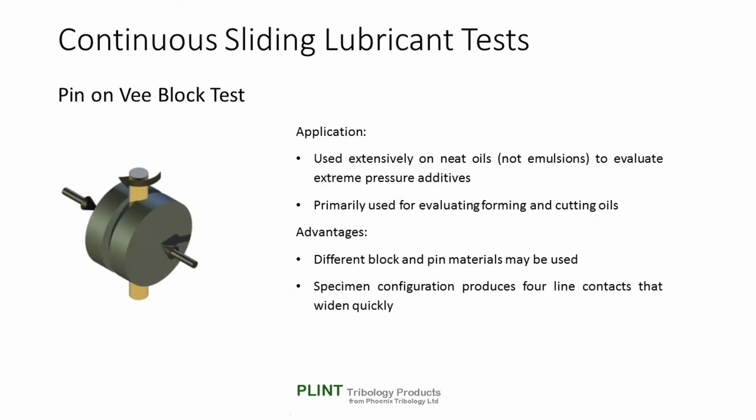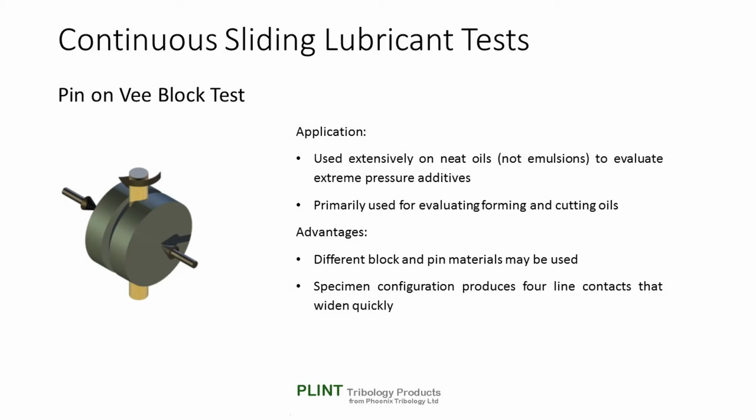In the pin-on V-block test, a load is applied to a pair of V-notch jaws loaded on either side of a rotating pin, immersed in a test fluid sample. The test may either be run with progressively increasing load in order to generate a scuffing failure, or under steady-state load in order to measure the wear. The machine is used extensively on neat oils, not emulsions, to evaluate extreme pressure additives.